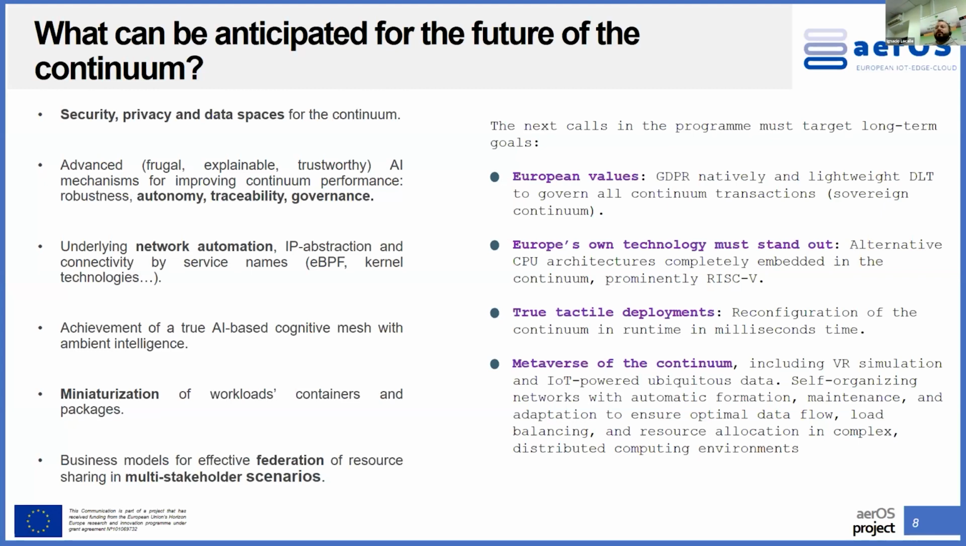And for us, for instance, two research lines go through autonomy, traceability, governance, and network automation. It's super important, and also the increasing miniaturization of workloads, not only the computing elements and the actual hardware, but also the services and workloads, the federation in multi-stakeholder scenarios, and also metaverse, tactile deployments, and bringing GDPR automatically into the flows of the life cycle, as we have tried to start with in the previous methodology that Vasilis explained.